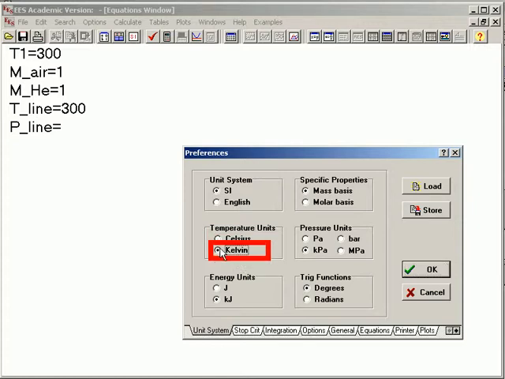However, as you see, we've been working in Kelvin, so I want to change that. The energy is going to be in kilojoules. The specific properties are going to be on a mass basis. We're given the mass of air and the mass of helium, so that's good. The pressure units here are in kilopascals, and it is important that we know that, so that when we put in our pressure of the line here, we've got that correct.